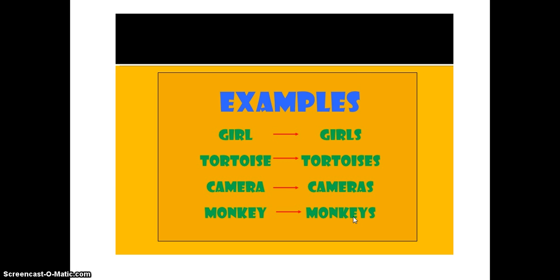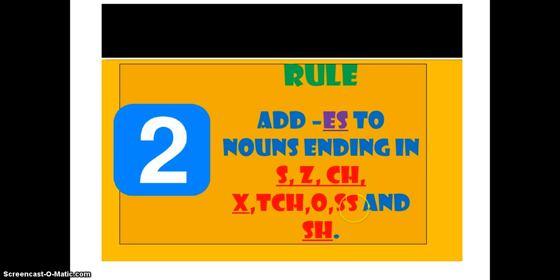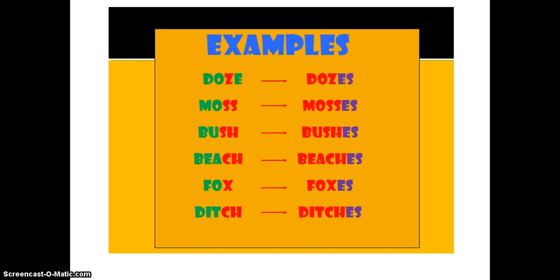Beautiful. Now let's take rule number 2. Rule number 2 says you add ES to nouns ending in S, Z, CH, X, TCH, O, SS, and SH. So for example, we have dose becomes doses, moss, we add ES, becomes mosses, bush becomes bushes, beach becomes beaches, fox becomes foxes, and ditch becomes ditches. Great. So can we move on?